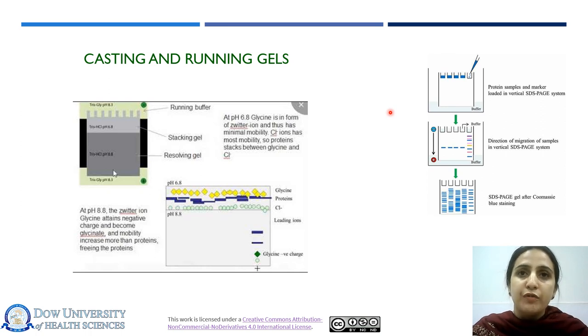I would give an example of a marathon race. Once you have a marathon race, all the participants are standing at the same line, and when you tell them to run, they start running at the same time. Then you will see that those participants who are running faster reach the end quickly as compared to the participants who are running slower, who reach the end later.